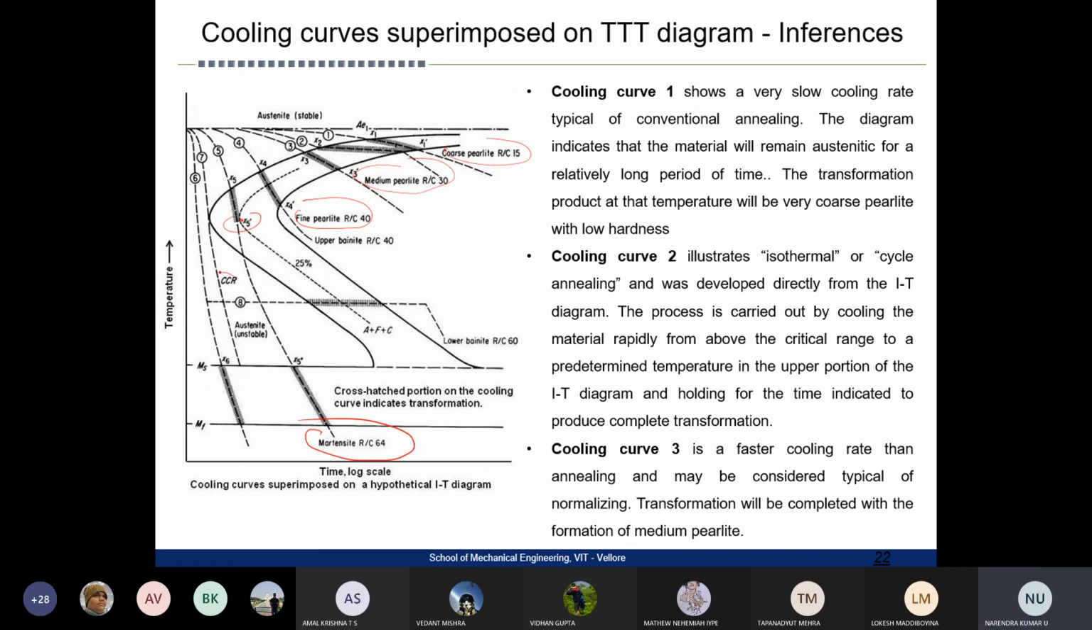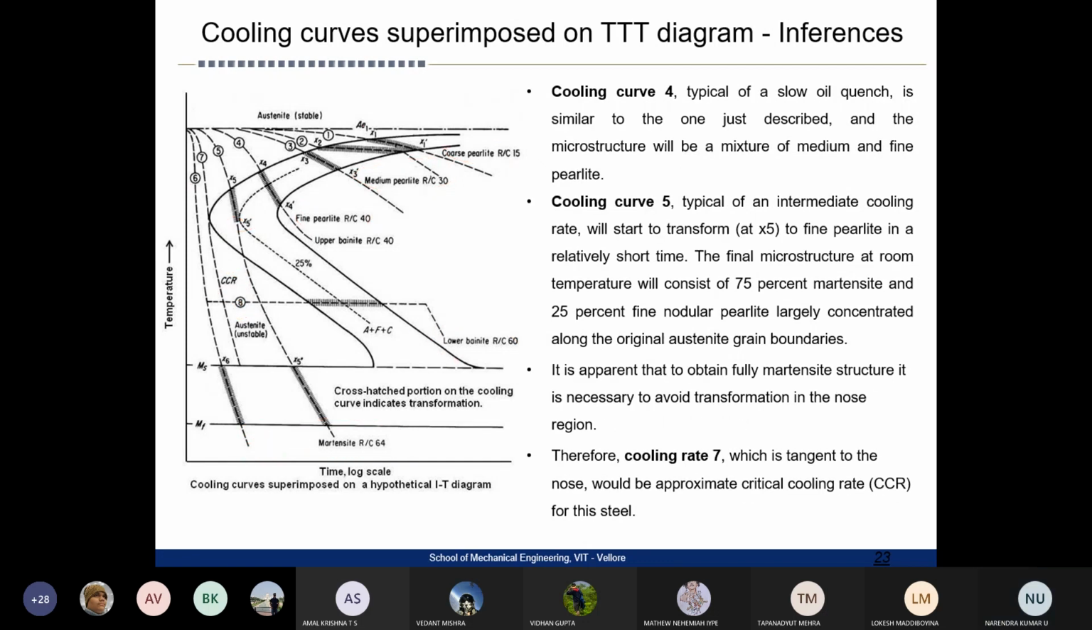But if you are going below this critical cooling rate, you always end up in a martensitic structure. Or if you do the transformation with respect to 8, then you end up in a lower bainite structure. So these are the different cooling curves which are superimposed on your TTT diagram. You can have your own also, nothing wrong with it.